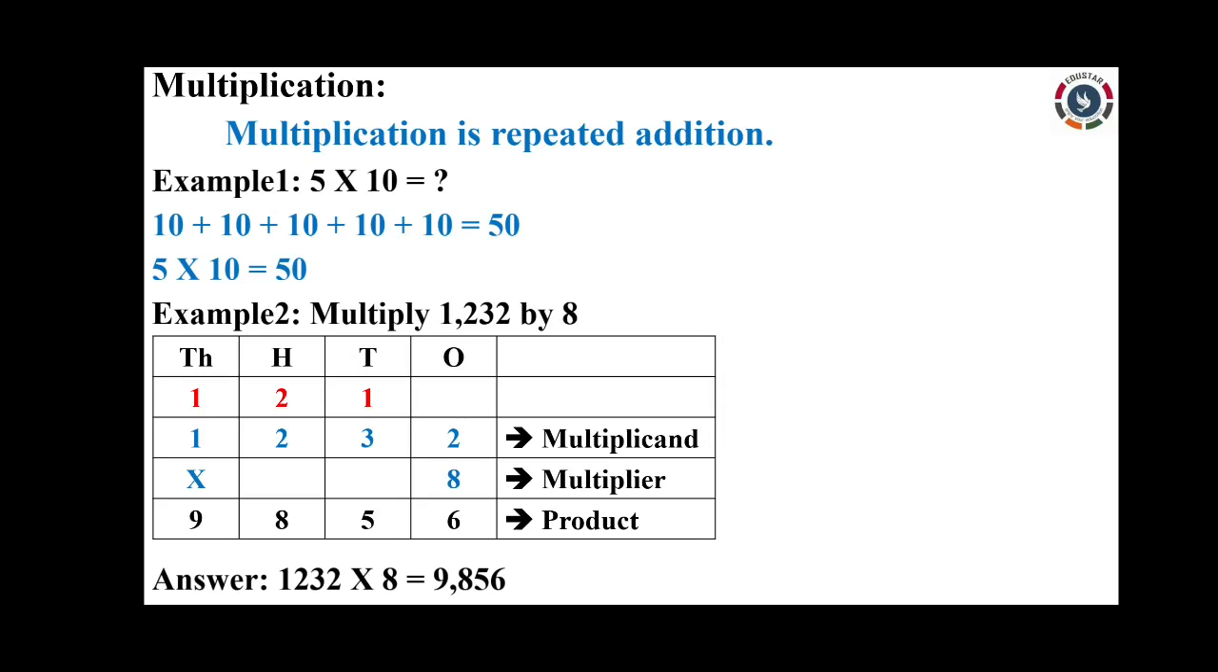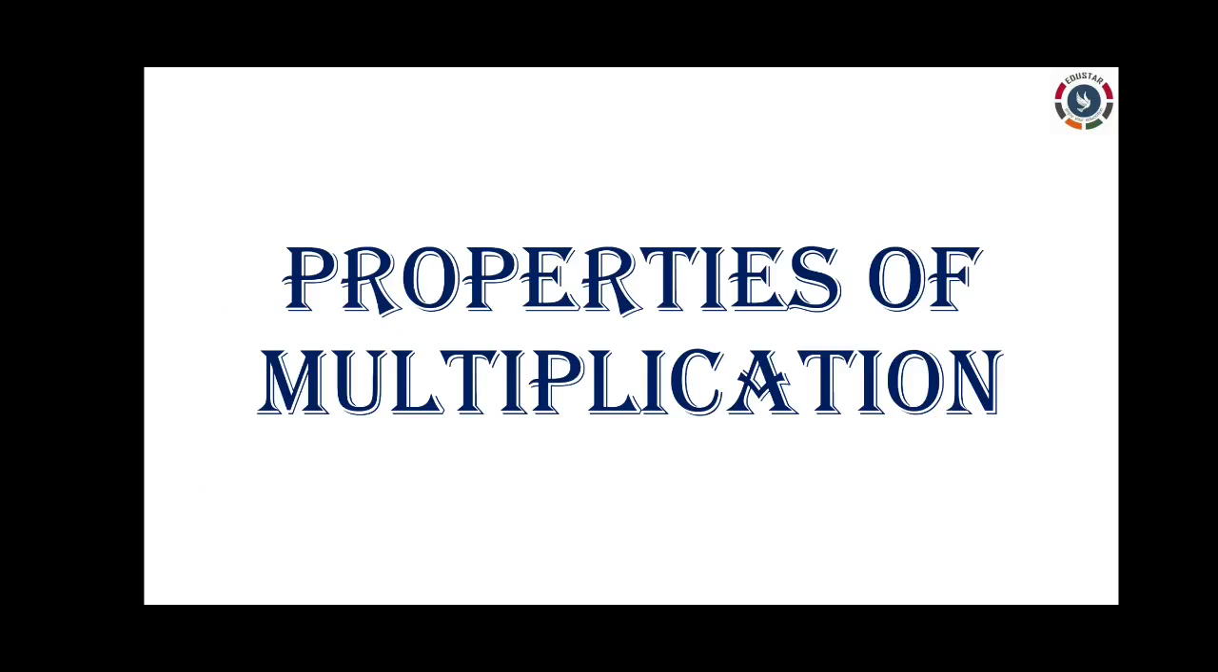Here the multiplicand and multiplier are the factors of the product. So the numbers 1232 and 8 are the factors of 9856. Next, let us see the properties of multiplication. First property, multiplication by 1. When we multiply any number with 1, we will get the same number as the answer.